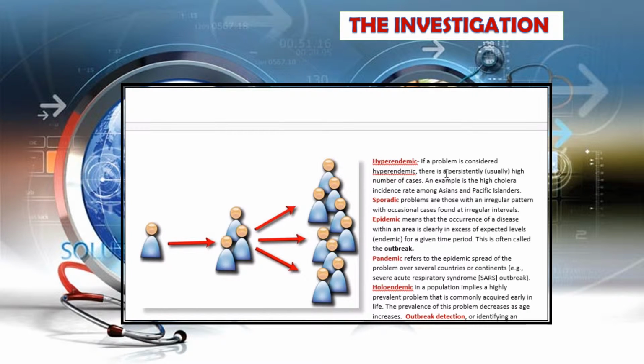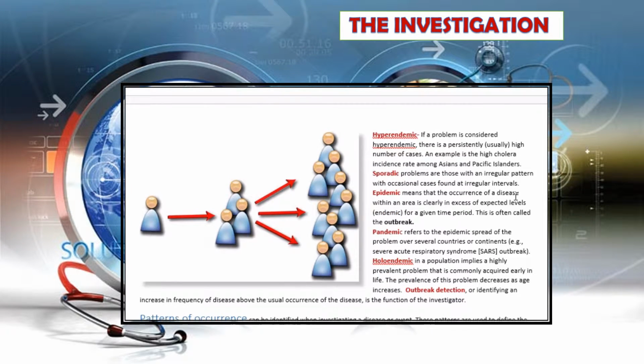Hyperendemic is when a problem is considered hyperendemic, there's usually a persistently high number of cases. An example is high cholera incidence among Asians or Pacific Islanders. That's considered a hyperendemic problem. Sporadic problems are going to be ones that have an irregular pattern. It's at irregular intervals. We can't really make sense heads or tails out of it. It's sporadic.